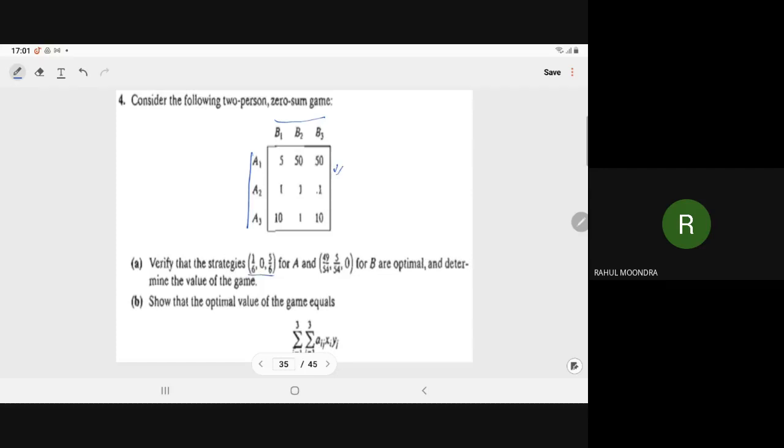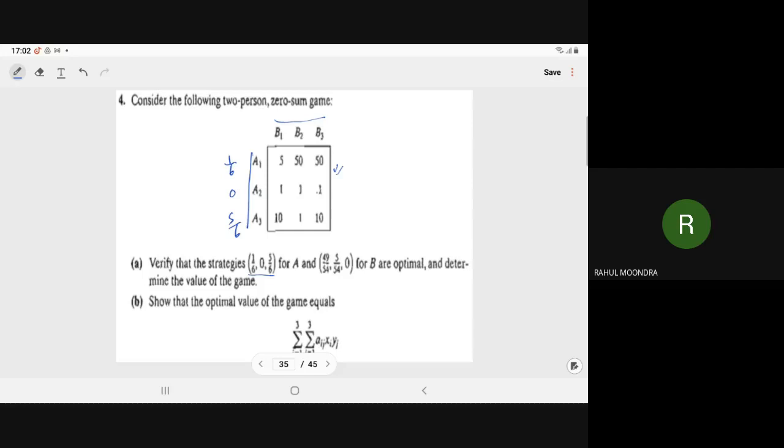So we have computed the strategies 1/6, 0, 5/6 for A, and 49/54, 5/54, and 0 for B are optimal, and we determine the value of the game. We have to verify whether these probabilities are the optimal probabilities. What is the statement here? If I am saying that player A should use strategy 1 with probability 1/6, and strategy 3 with probability 5/6 to get the optimal solution.